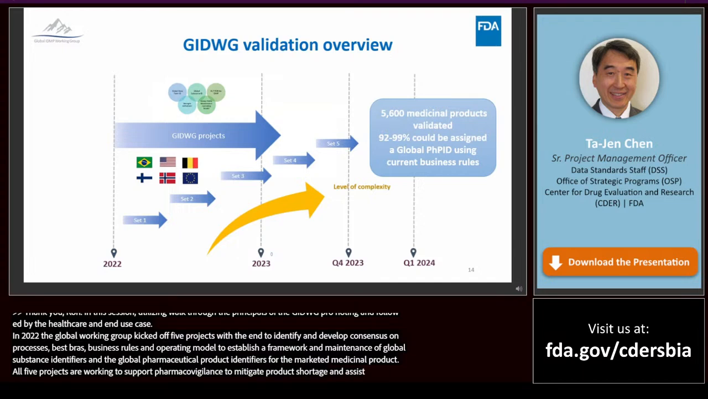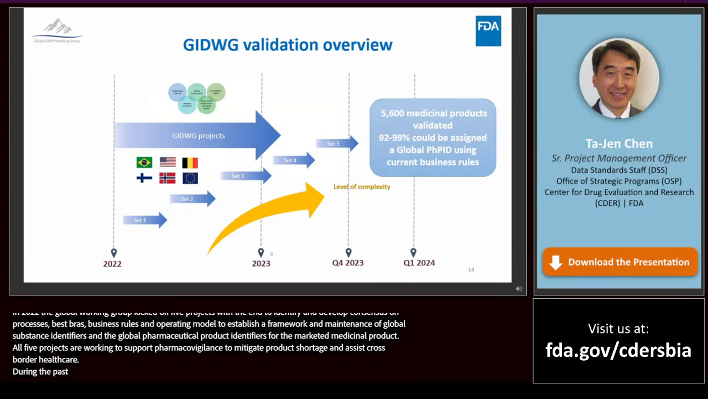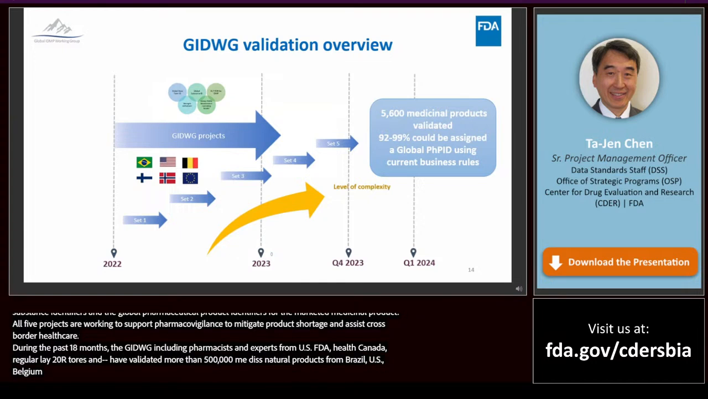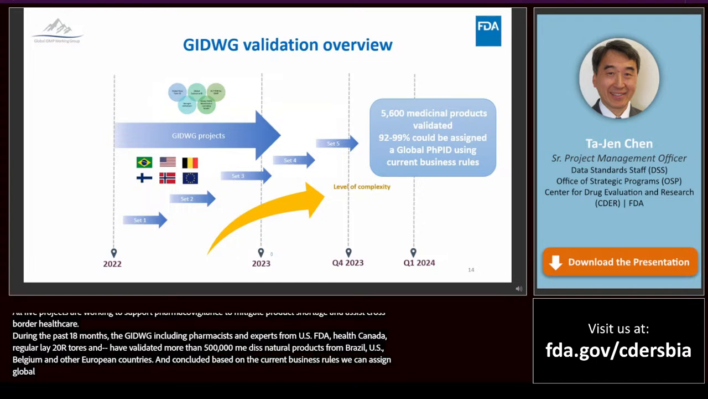During the past 18 months, the GIDWG Working Group, including pharmacists and experts from US FDA, Health Canada, EU regulators, and WHO UMC, have validated more than 5,600 medicinal products from Brazil, USA, Belgium, Finland, Norway, and other European countries, and have concluded that based on the current business rules, we can assign global PHPIDs to between 92 and 99% of the products, depending on the complexity of the data set.